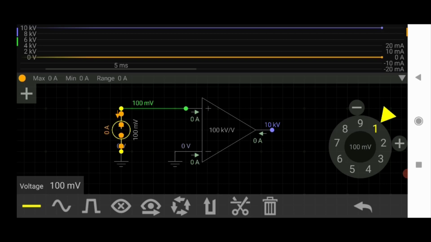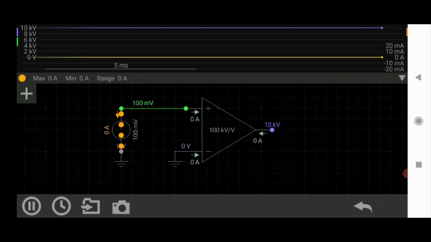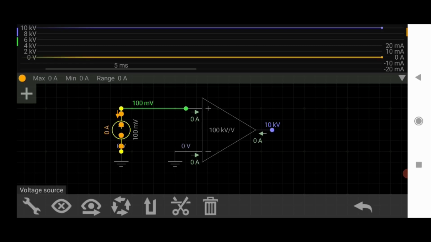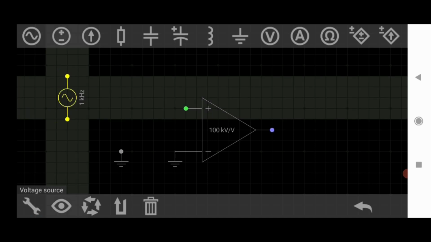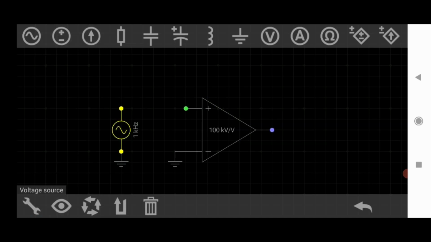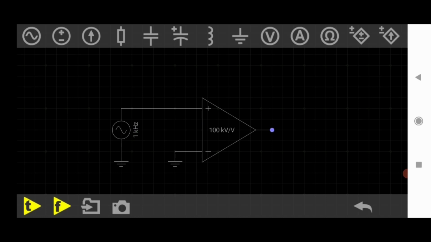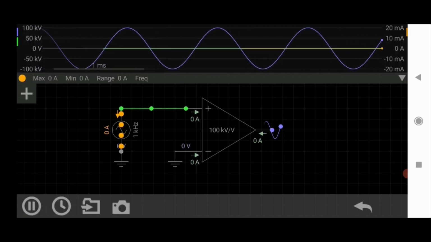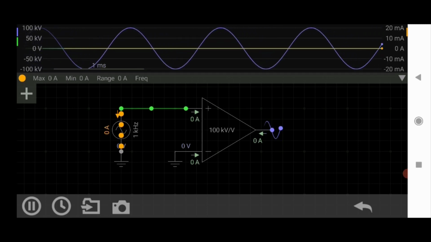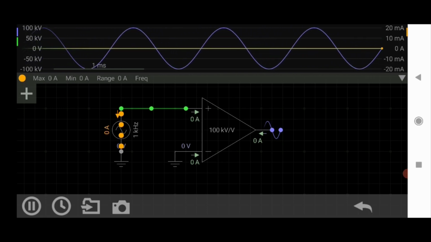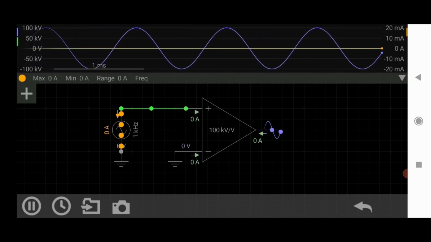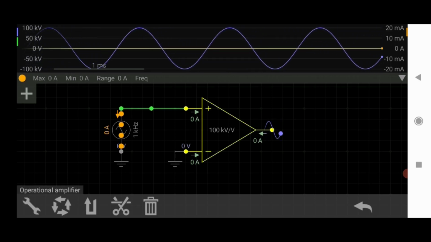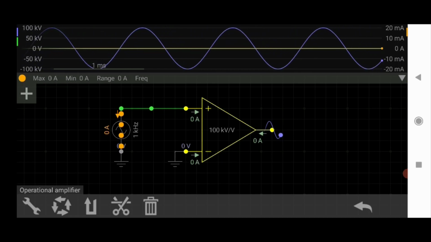Now we will perform for some analog voltage. We just remove our DC power supply and add AC power source with amplitude of 1 volt and frequency of 100 kHz. The blue curve is representing the output and green line is representing the input. From the figure we clearly see the input of 1 volt is amplified to 100 kV in the output.